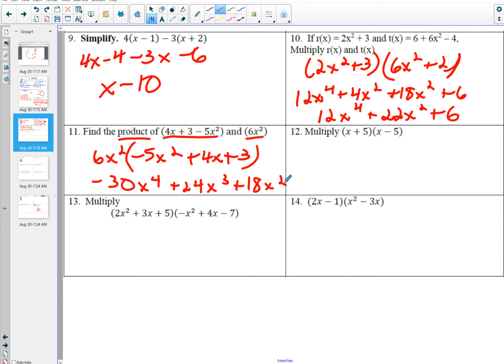No, you did it the wrong way. Yes, Elena. If you want to FOIL, you can. I'm not telling you you're wrong. Go ahead and FOIL your heart out. x squared minus 5x plus 5x minus 25, combine like terms, it's fine. I'm not going to mark it wrong.